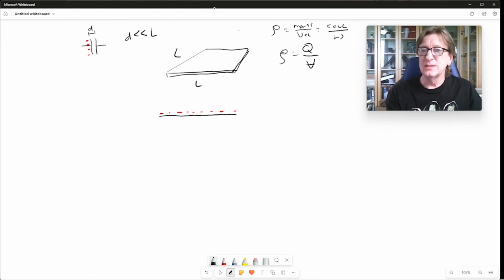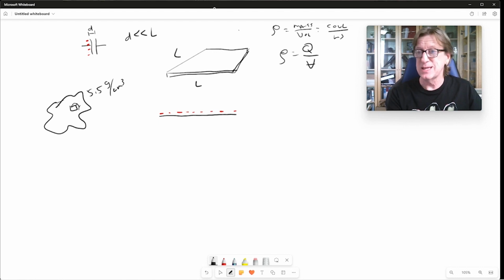The reason that's handy is if I want to know the amount of charge in any particular volume, rho is the same throughout. And you've probably experienced this before. If I have a rock, and let's say that rock has a density of, say, 5.5 grams per cubic centimeter, then that density is going to be the same everywhere throughout this rock. So any little chunk that I take has that same density of 5.5. If I want to know how much mass is contained in there, all I need to do is multiply this density by the volume of that little chunk, and I'll have the mass in that chunk. But rho itself is the same throughout.